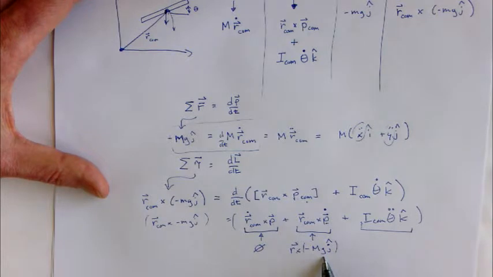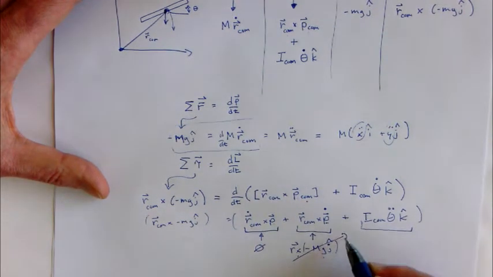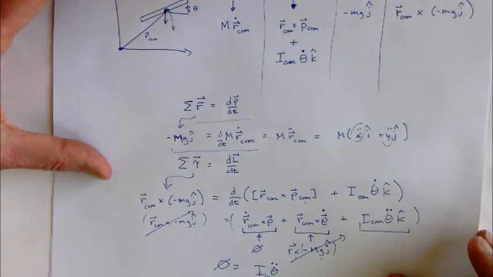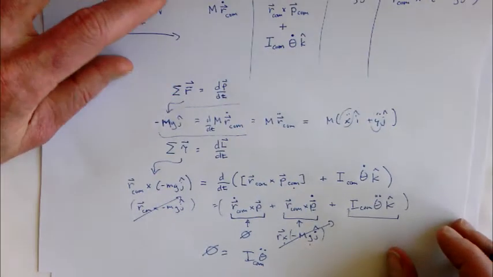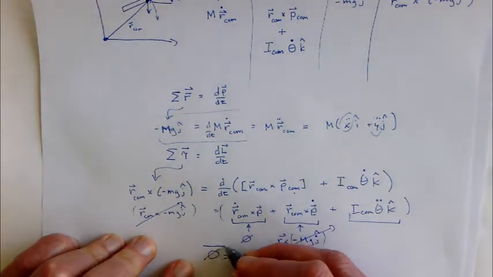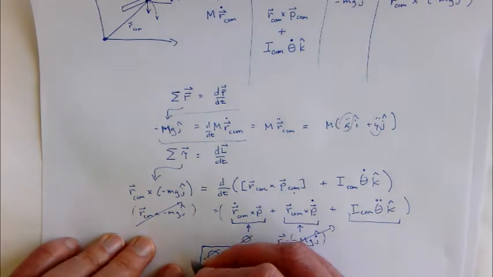And if I look at this now, I can see on the left-hand side I have the position vector of the center of mass crossed with minus mg j hat. On the right-hand side I have the position vector of the center of mass crossed with mg j hat. This term and this term cancel, which gives me I_COM times theta double dot is equal to 0. Okay? So via some fairly convoluted arguments here, I've gotten to some pretty darn simple differential equations. One of them is that the angular velocity is not changing. There is no angular acceleration.